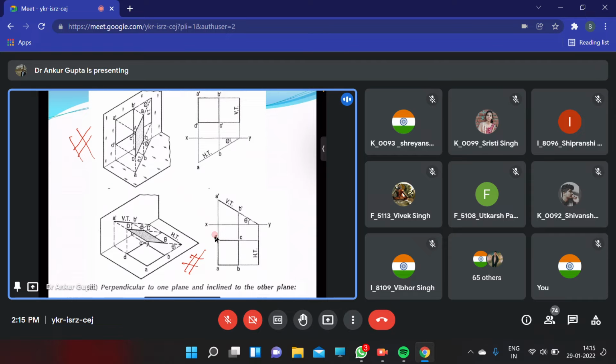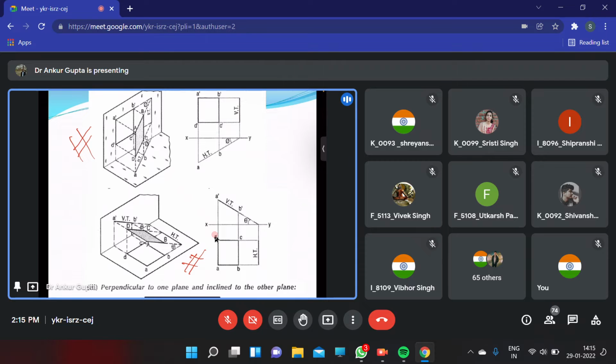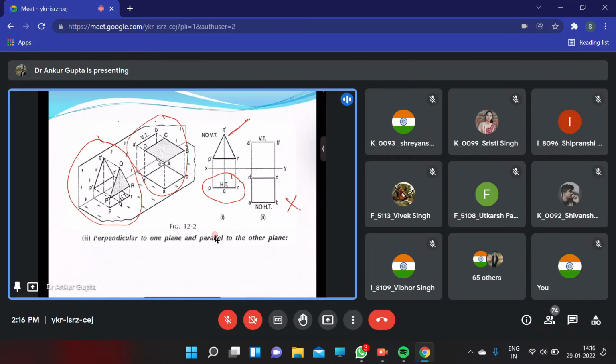And in the second case, it is perpendicular to the vertical plane and inclined to the horizontal plane. So you will get HT and VT in both the cases, isn't it? At any point of time, they will meet the reference planes. I hope it's clear. Yes, sir. Okay.